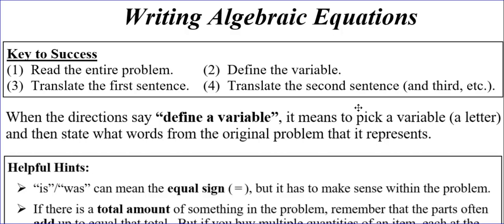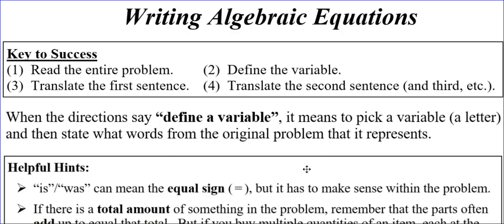And you can see at the top I have in the box the key to success. We're going to read the entire problem, then we're going to do what is called define the variable. Then we're going to go back and translate the first sentence, and then if there's a second sentence to translate, we'll translate that. If there's a third sentence to translate, we'll translate that, and so on. And when I say translate, I am referring to taking the words and writing what they mean mathematically. So we're kind of treating it like a foreign language, going from English to math.